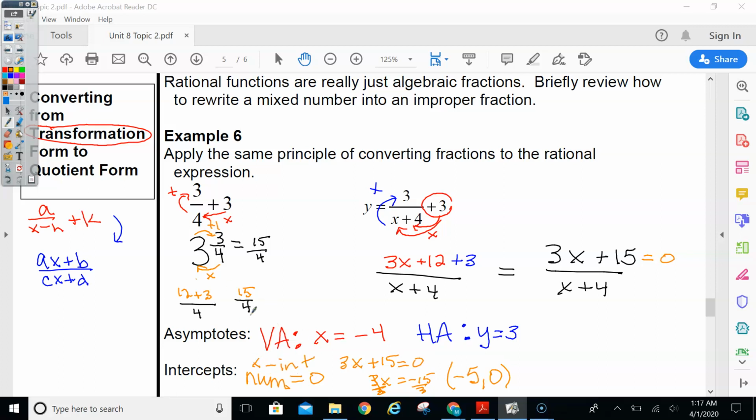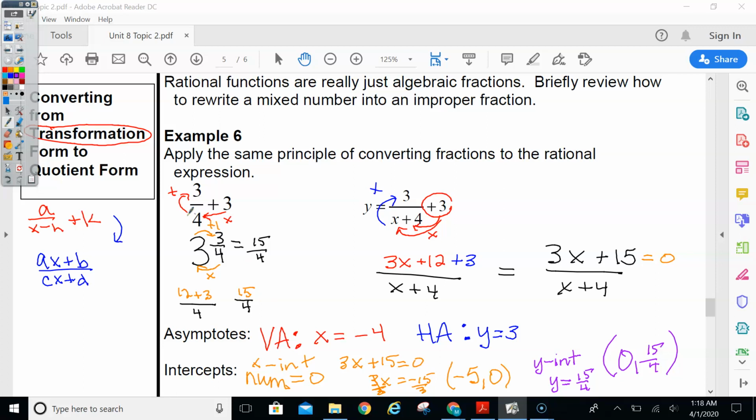And then finally the y-intercept is the ratio of your constants. So y equals 15 over 4, which can't reduce, and if you want to change it to a mixed number, you can. It's this number over here. I'm just going to leave it as 15/4. You can change it to decimal too. I don't care how you write it. Just make sure you do write it as a coordinate.